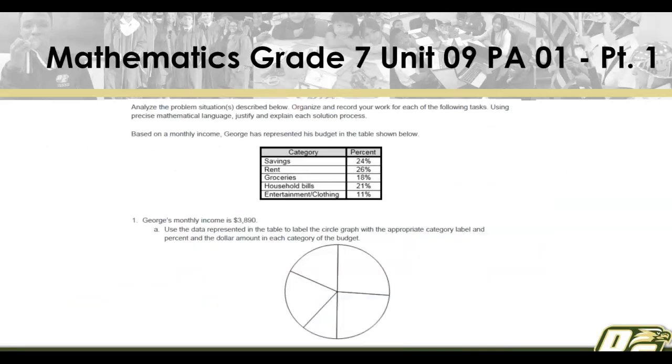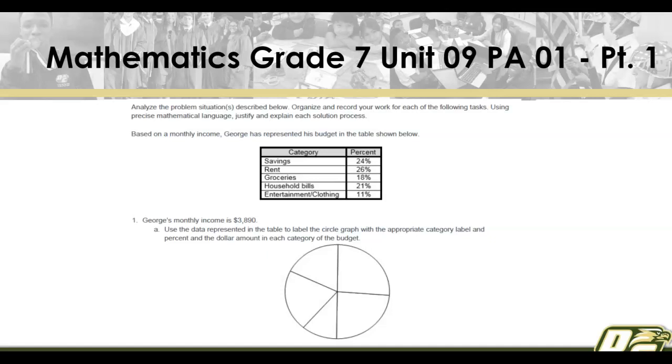Let's take a look at Part 1. Analyze the problem situation described below. Organize and record your work for each of the following tasks using precise mathematical language. Justify and explain each solution process. Based on a monthly income, George has represented his budget in the table shown below.